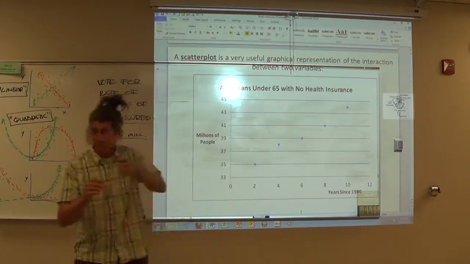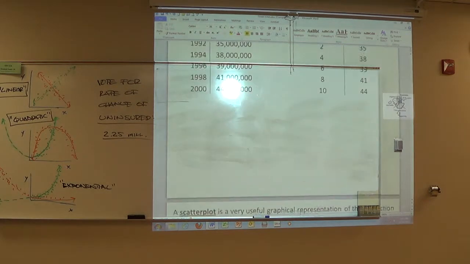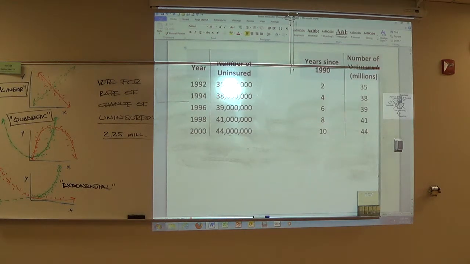I erased it now unfortunately. Let's go back to the data list up here. When you're looking at the years here, the difference here is 2. The difference here is 2. The difference here is 2, and the difference there is 2. There's only 4 differences, just like there were only 4 differences in the uninsured.